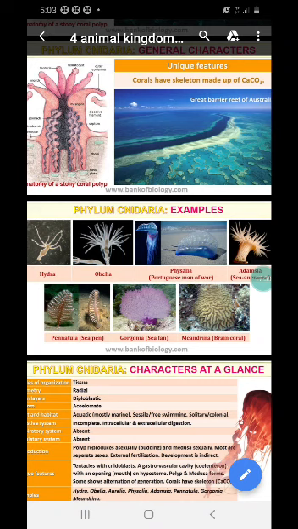So Obelia, Physalia. Physalia is the jellyfish actually, right? The brain coral, the sea fan, the sea pen, Adamsia, all these are some of the examples under the cnidarian group. Okay, and this gives the general characters of the cnidarians at a glance.